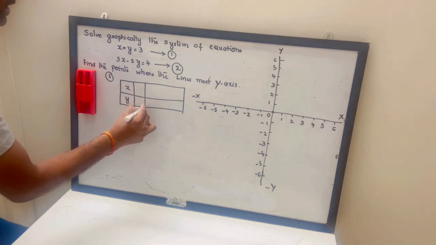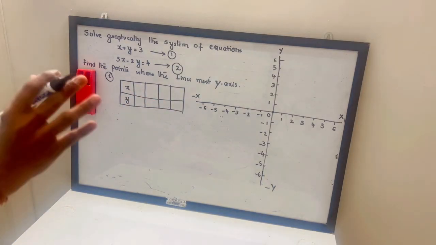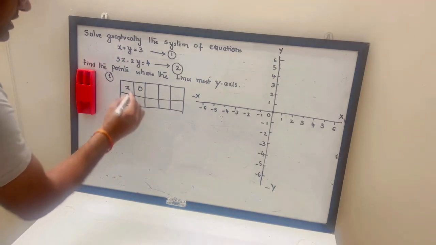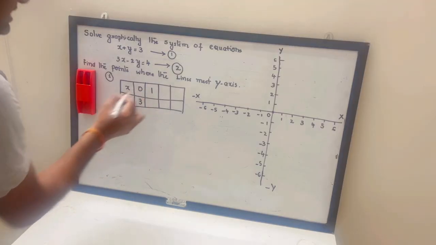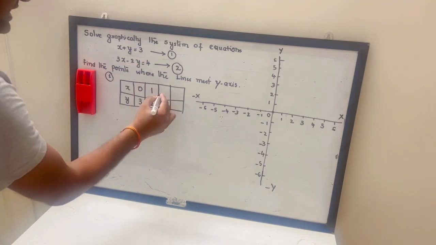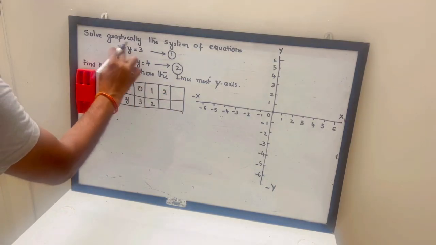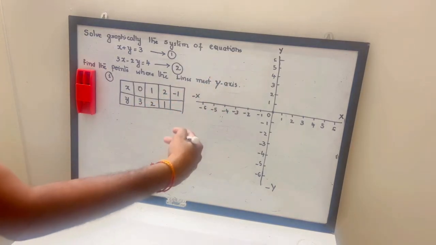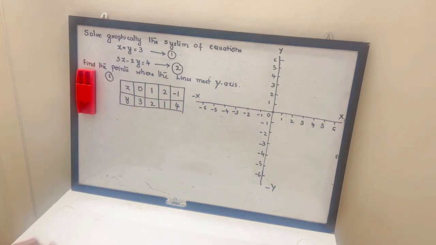Okay. You can take any number of values, but it will be very good if you take 4 values. So let us take x value as 0. If you keep x equal to 0 in this first equation, y will be equal to 3. If I take x value as 1, y will be equal to 3 minus 1, that is equal to 2. If I take 2, y will be equal to 3 minus 2, so this will be 1. I'll take minus 1 here just for the other side also, x equal to minus 1. If I take minus 1, y will be equal to 4, isn't it?